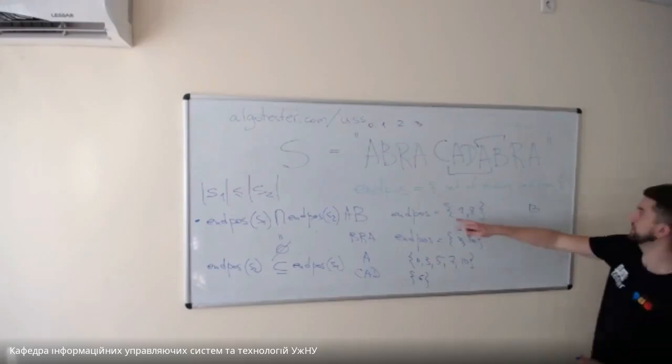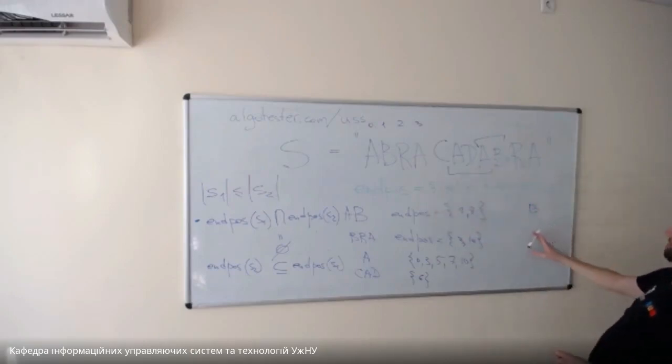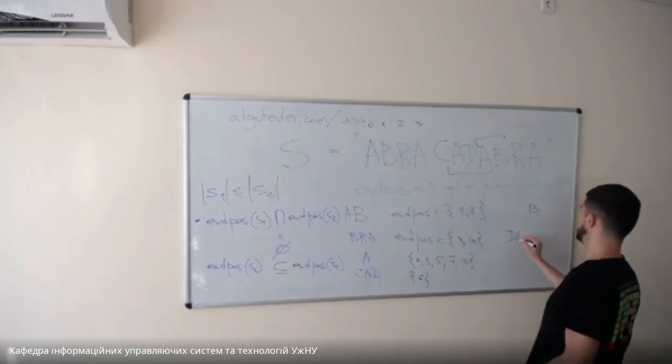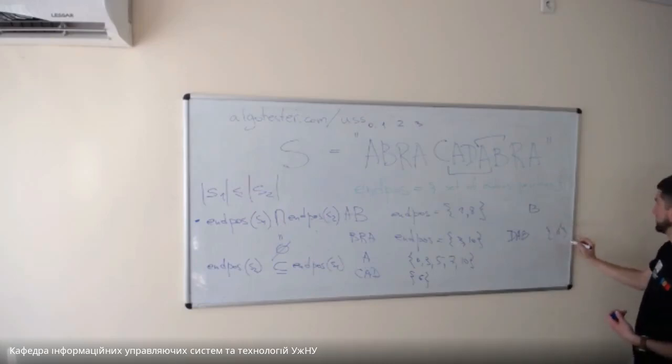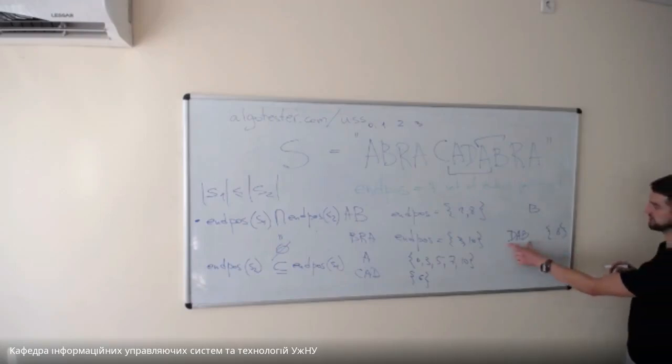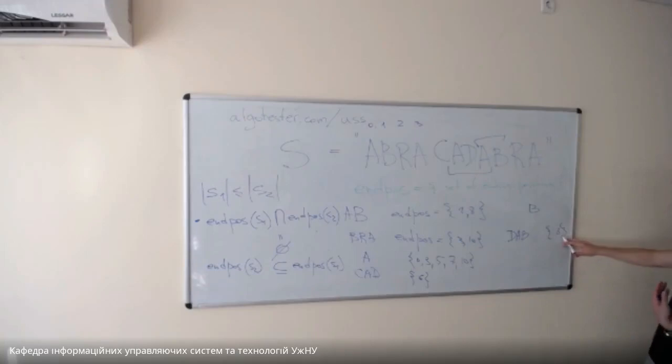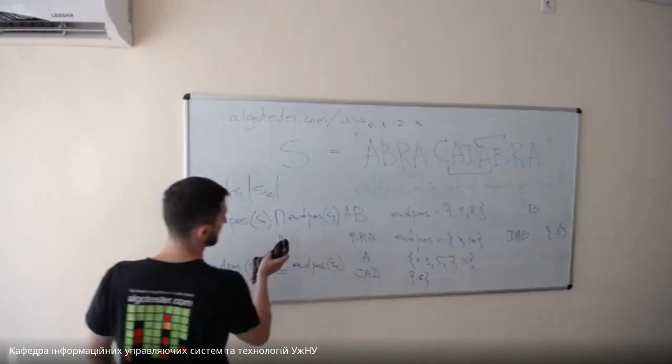Yeah, for example, here we can consider string DAB. For DAB, end pos will be equal to only 8. So, if we check DAB and just B, then set with one element 8 is a subset of set 1 and 8. Okay. This is the first notion, and the second one is a suffix link.